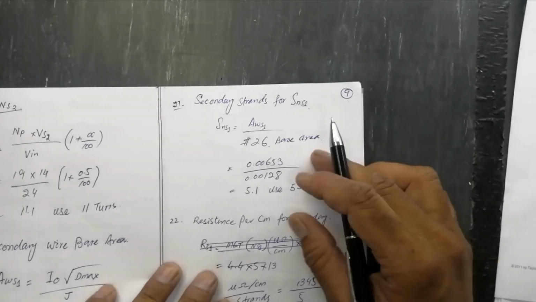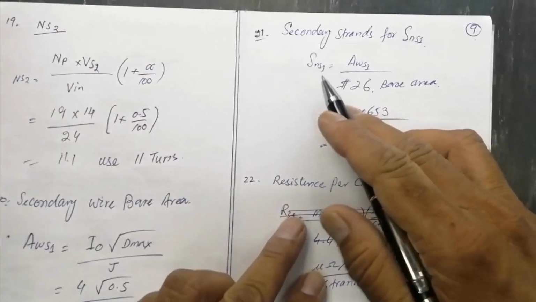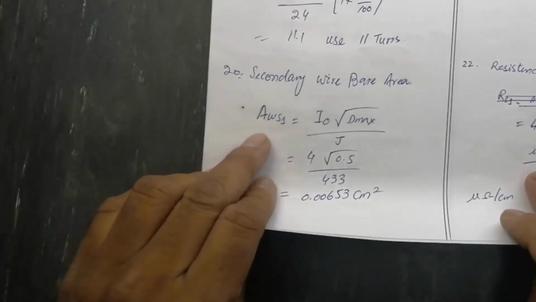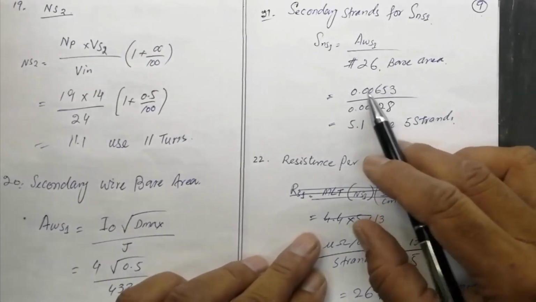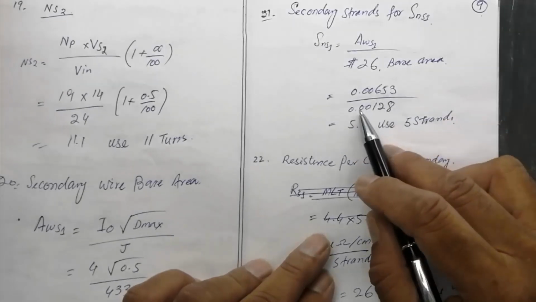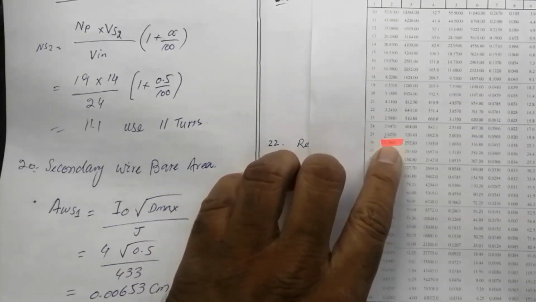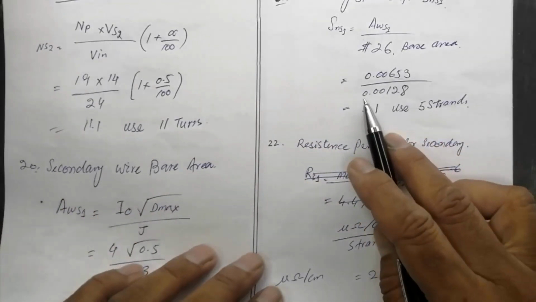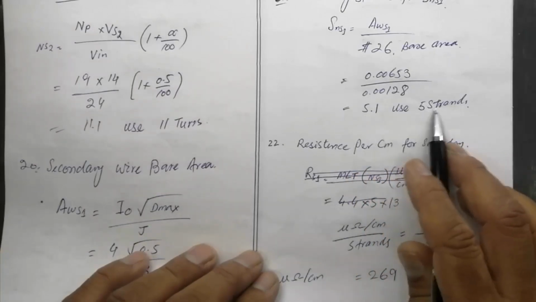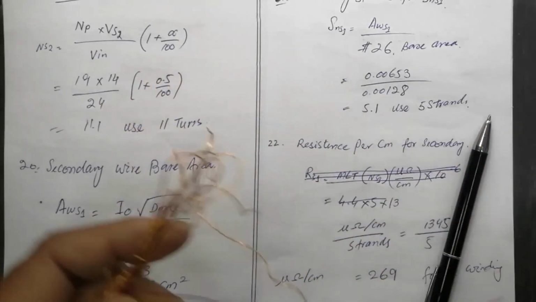Now we can calculate the number of strands, because we need 4 ampere. So when we use 4 ampere, NS1 is AWS1, the secondary bare area number 1, divided by the 26 number wire bare area. We know the bare area for 26 number wire is 0.00128. So it will be divided here, and we have to use 5.1. Use 5 strands, 5 wires together, 5 wires in parallel.